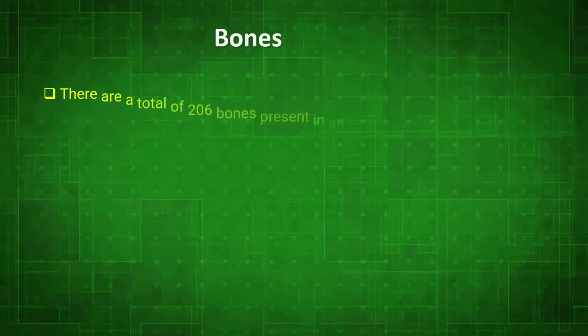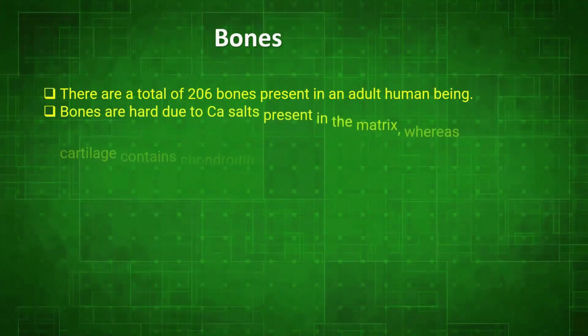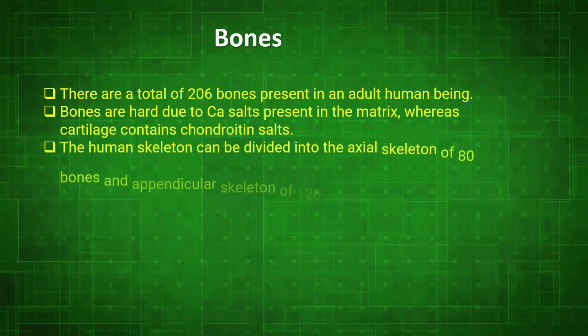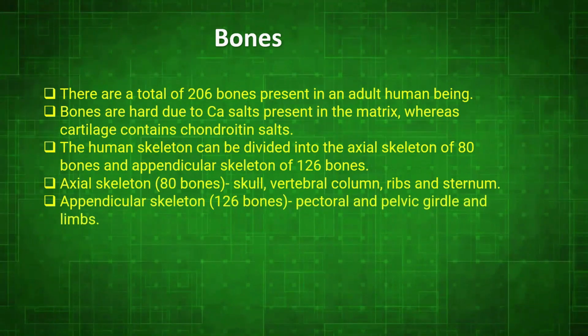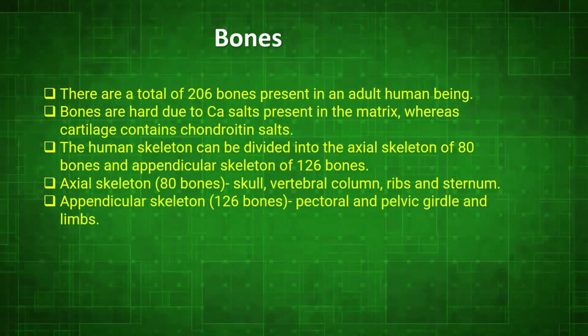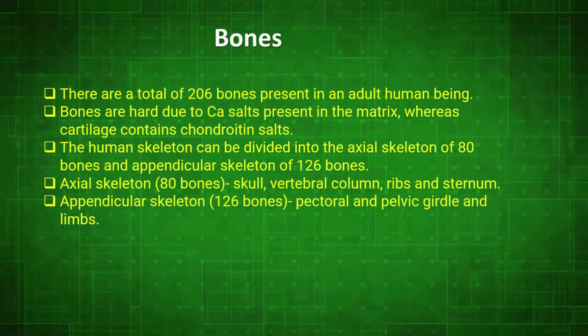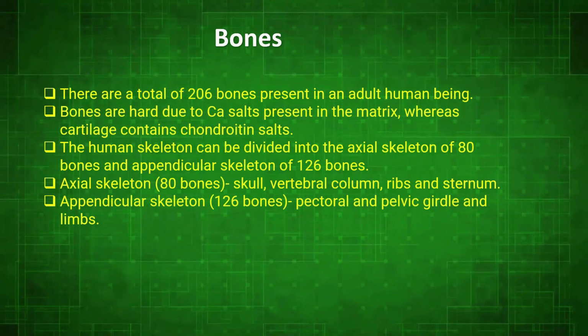Let us see the various bones in the human body. There are a total of 206 bones present in an adult human being. Bones are hard due to calcium salts present in the matrix, whereas cartilage contains chondroitin salts. The human skeleton can be divided into the axial skeleton of 80 bones and the appendicular skeleton of 126 bones.